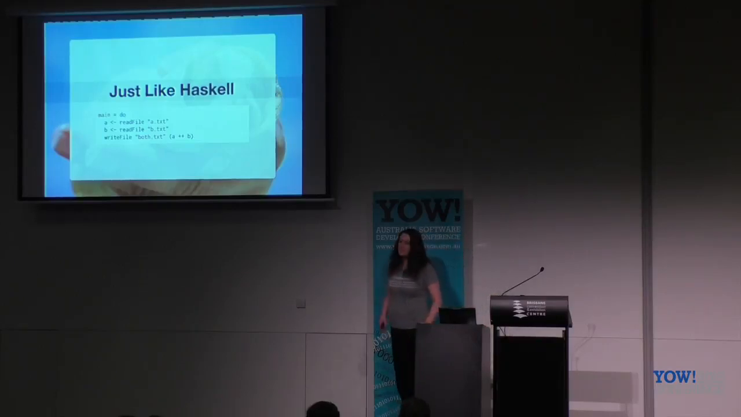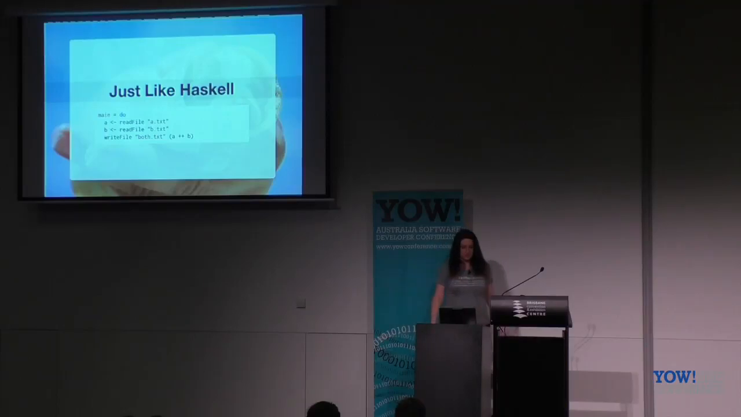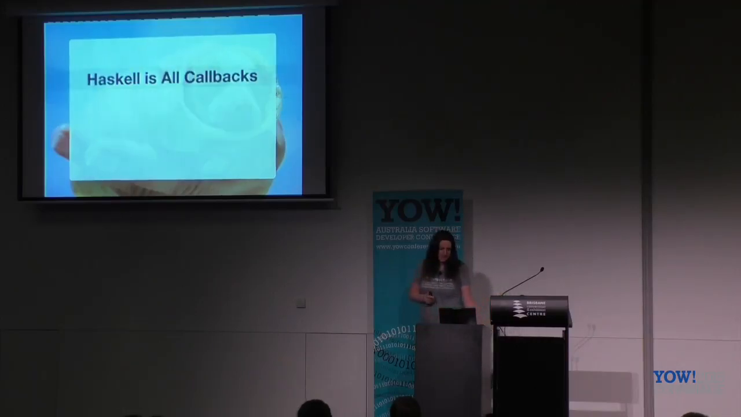This is the exact same thing in Haskell. Read a file A text and a file B text, and you concatenate them and get both text out. And you have sort of the same syntax. It's this do thing, which is sort of like our run function coupled with a generator. And the thing with Haskell is it's all callbacks.